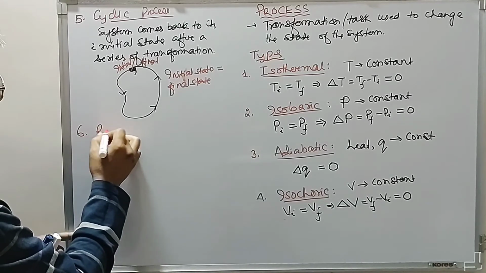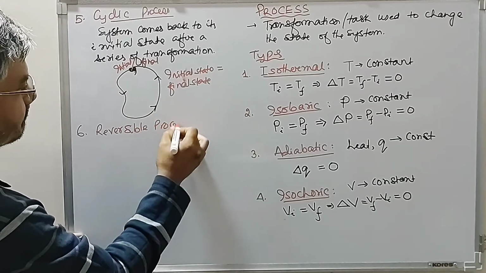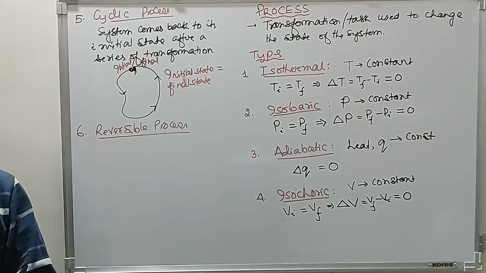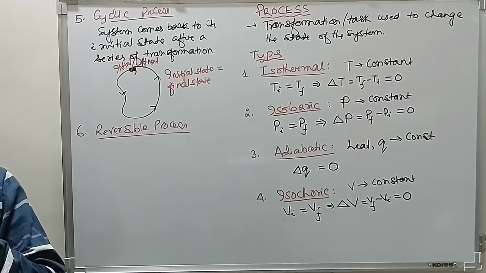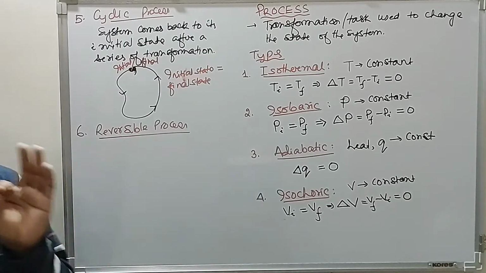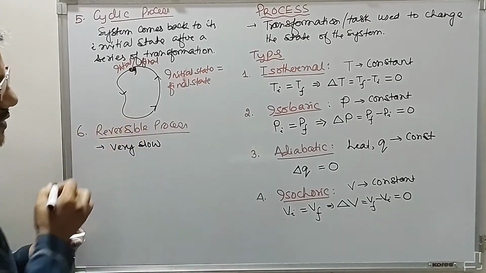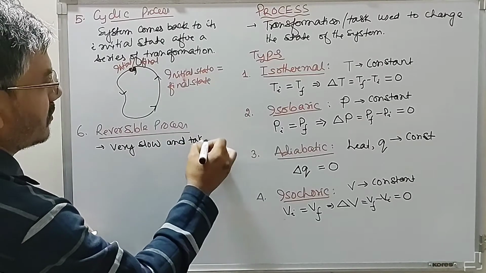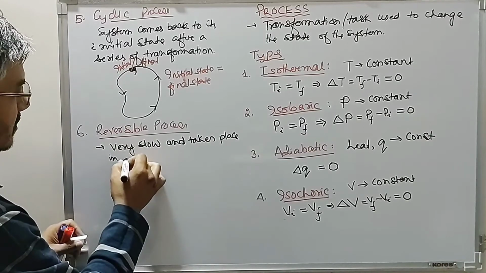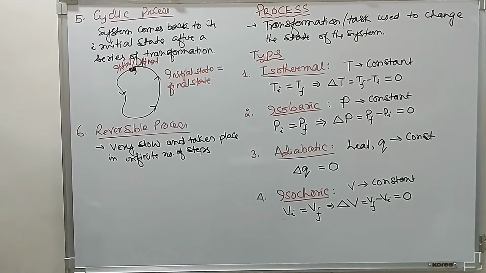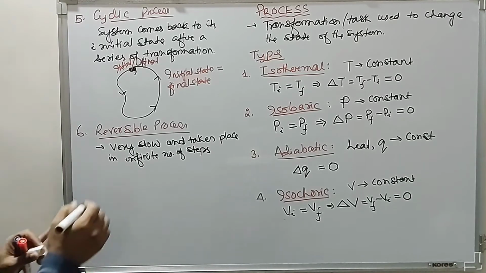Then we have a reversible process. Whenever we use the term reversible process, all reversible processes take place very slowly, and they take an infinite number of steps to complete the operation. So the first thing is, all reversible processes take place very slowly, in an infinite number of steps, that is, in infinite numbers of states.